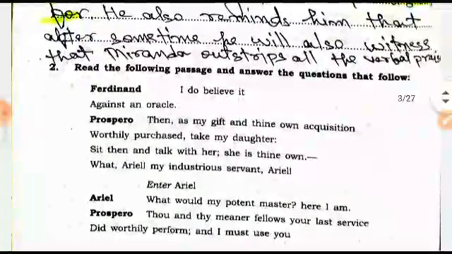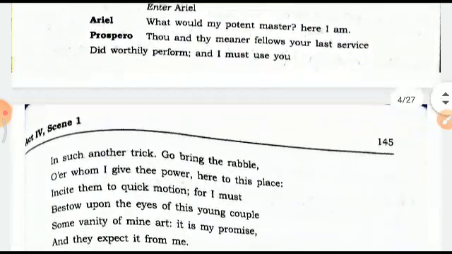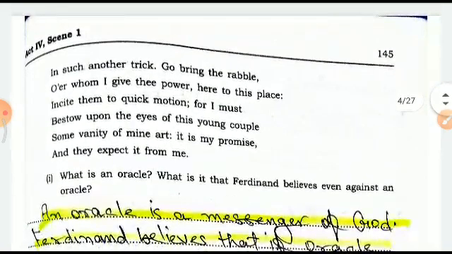So this is the second question. "Ferdinand, I do believe against an oracle." Here, Ferdinand and Prospero once again are in discussion, and then Ariel enters the scene, right? So what is an oracle? Generally, in one of the questions, the board asks you about any Greek mythological character which is a part of any scene. Here, oracle.